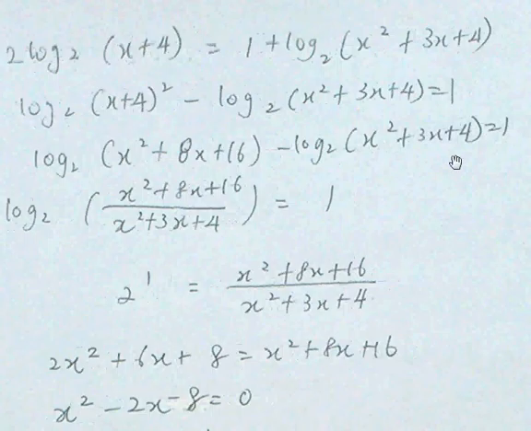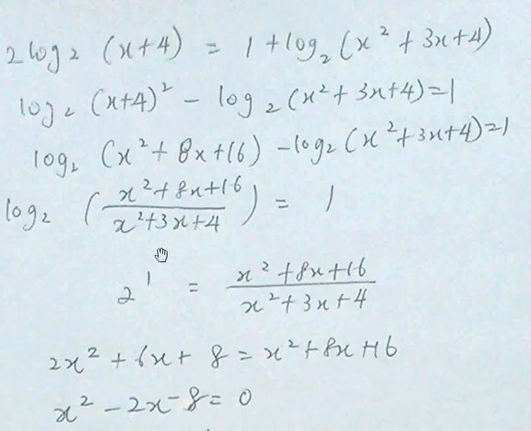We can then simplify the log functions into log₂ of (x² + 8x + 16) divided by (x² + 3x + 4). x² + 8x + 16 is obtained by expanding (x + 4)², and we get x² + 8x + 16. In this case, when we subtract two log functions, we have the same base, which is 2.